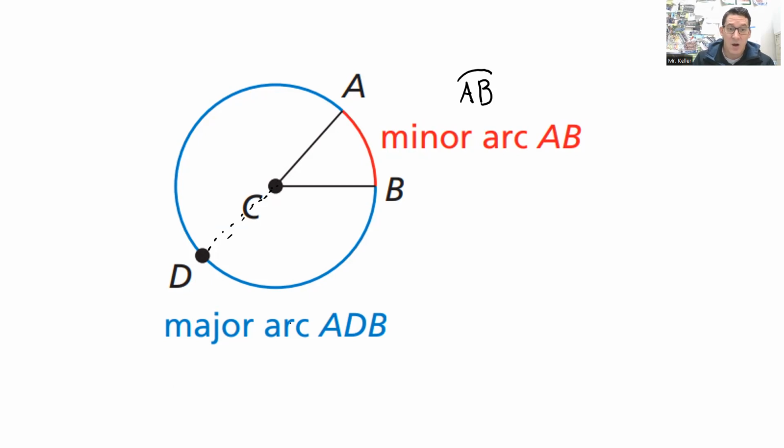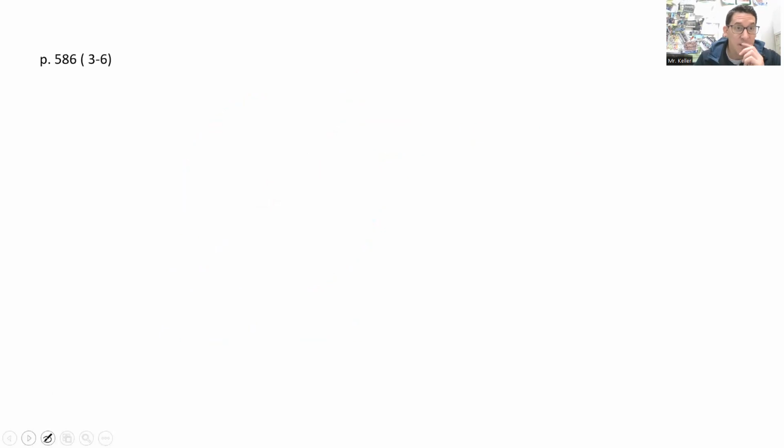So arc ADB, the major arc, we would do ADB, and then write an arc over it. That is the shorthand notation for that. That's what you'll see in the book. This is what I'll be using. If you prefer, you can actually write out the word arc, but that's fine. The first part is just going to be naming some arcs.